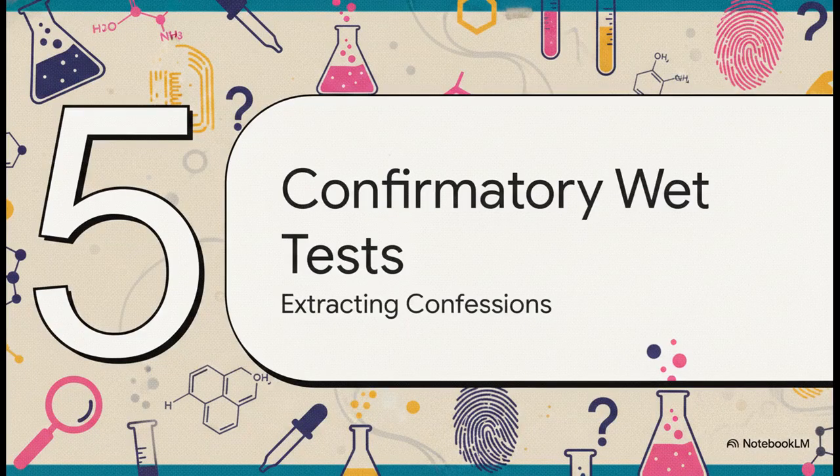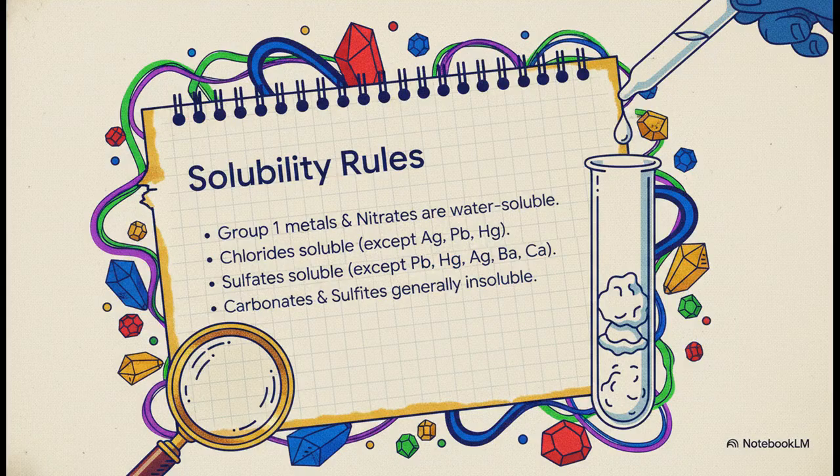Section 5. The confirmatory wet tests. This is where we extract the final confession. Preliminary clues are great for building a theory, but to close the case, we need ironclad evidence. And that comes down to manipulating these core solubility rules. Knowing what dissolves and what forms a solid is your absolute best weapon.